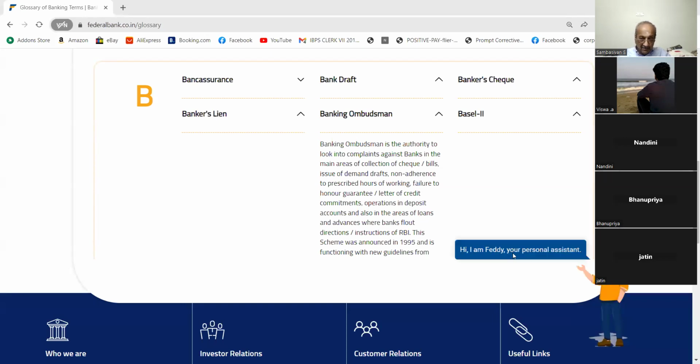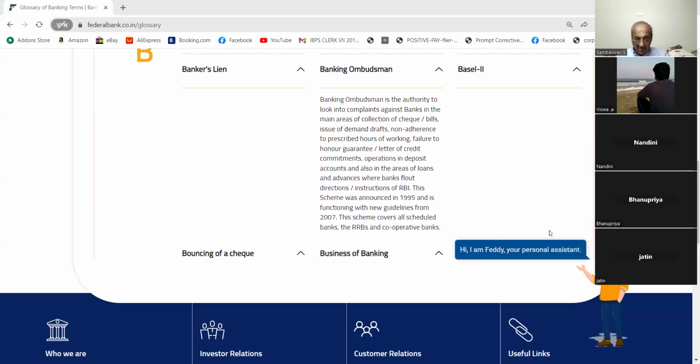Banking ombudsman is the authority to look into complaints against banks in the main areas of collection of checks, bills, issue of demand drafts, non-adherence to prescribed hours of working, failure to honor guarantee or letter of credit commitments, operations in deposit accounts, and also in the areas of loan and advances where banks flout directions or instructions of RBI. This scheme was announced in 1995 and is functioning with new guidelines of 2007. This scheme covers all scheduled banks, the RRBs, and cooperative banks.